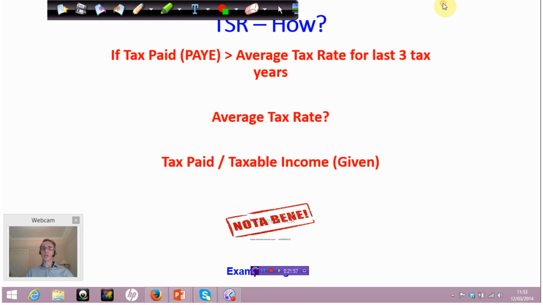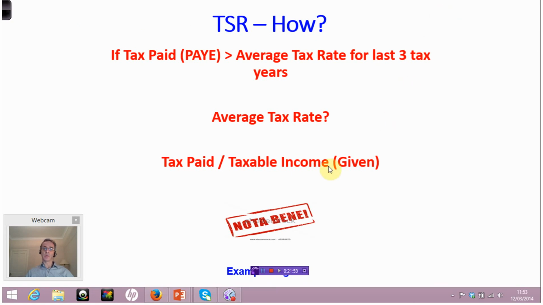So I'll just take you through how we would calculate this. In essence, what we're looking to do is to say, over the last 3 tax years, what is the average tax rate that the individual has paid? And once we have that value, we compare that to the tax rate on the top slice of this taxable termination payment.